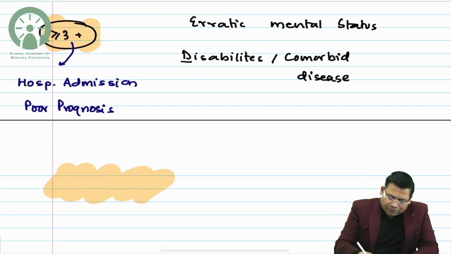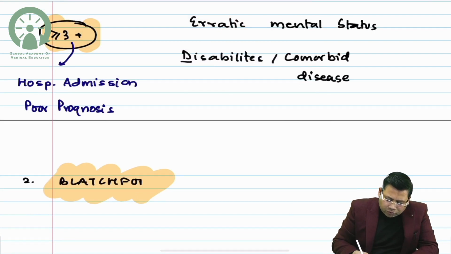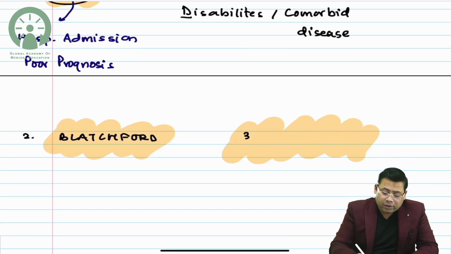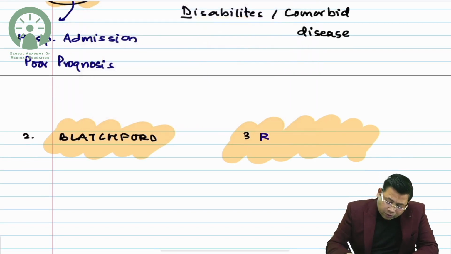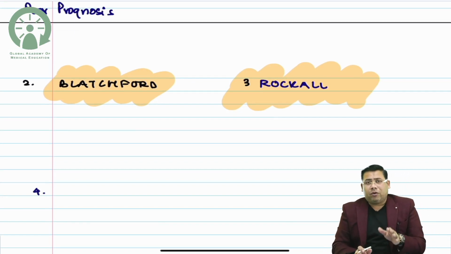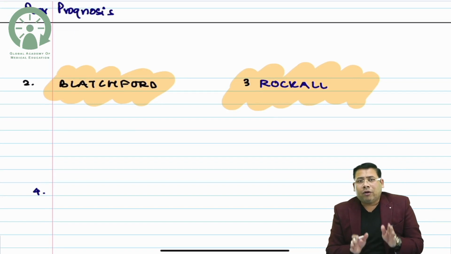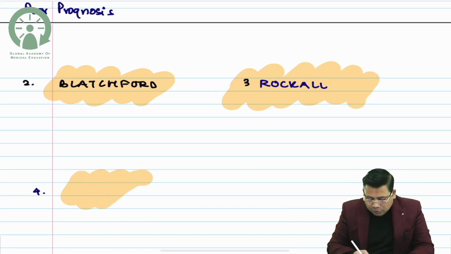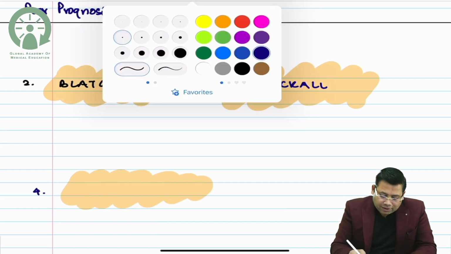What are the other classifications or scores we have? I just write the names for them. Blatchford, you can go to my detailed courses to see them. Then we have Rockall. Rockall is actually the most important score. And then there is one more classification specifically for peptic ulcer disease related bleedings. What is that? You must be guessing right. You can comment in the comment section below.